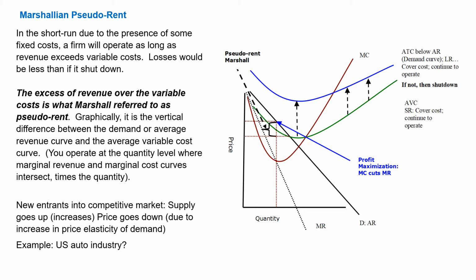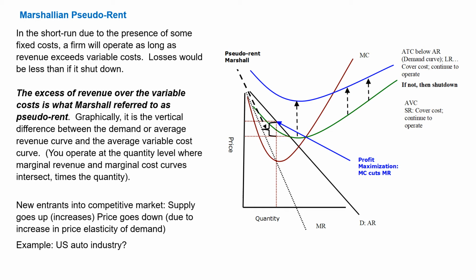Anyway, so the excess of revenue over the variable cost is what Marshall referred to as pseudo rent. So you're collecting more than that variable cost, right? Graphically, it is the vertical difference between the demand or average revenue curve and the average variable cost curve. You operate at the quantity where marginal revenue and marginal cost intersect, and then it's times that quantity.